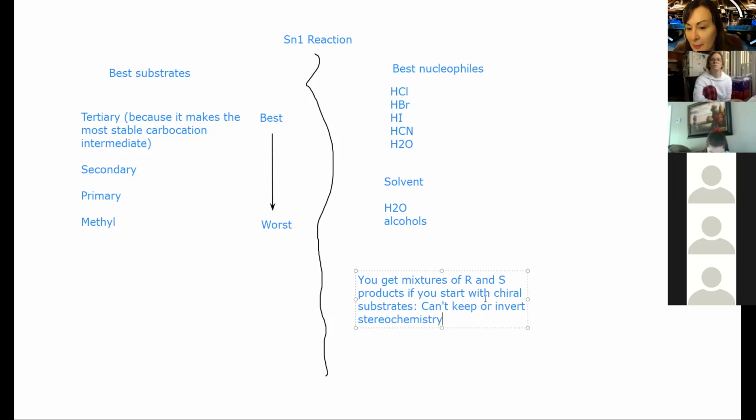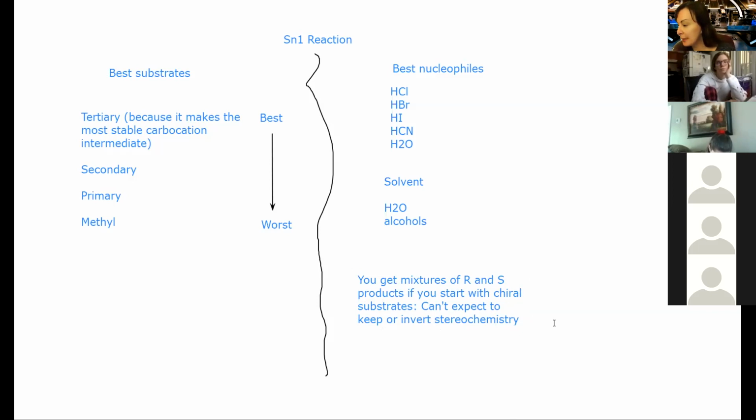You can't expect to keep or to invert the stereochemistry. You don't know what's going to happen to it. You know that you're going to get a mixture of products because your carbocation can be attacked from either side. So there's no real way to predict what your final stereochemistry is going to be. Okay?